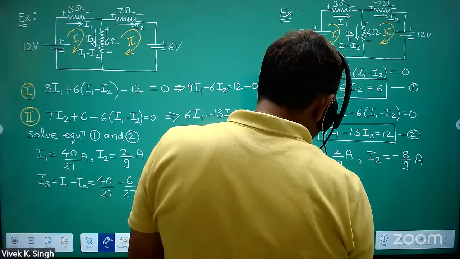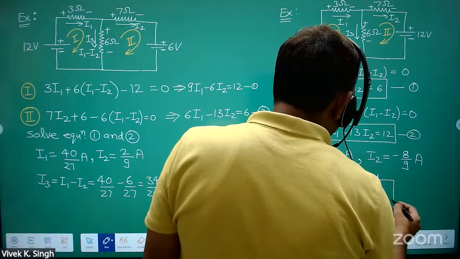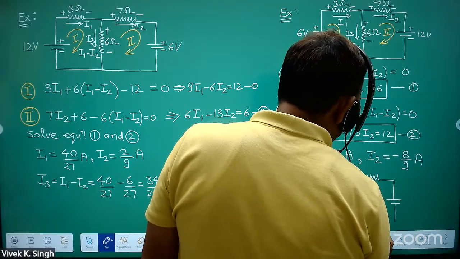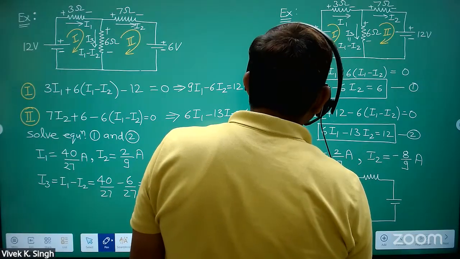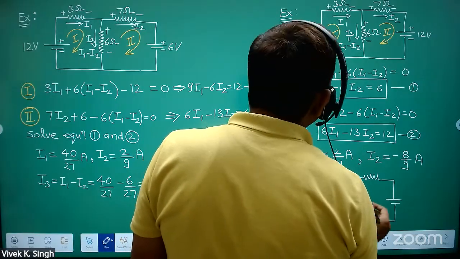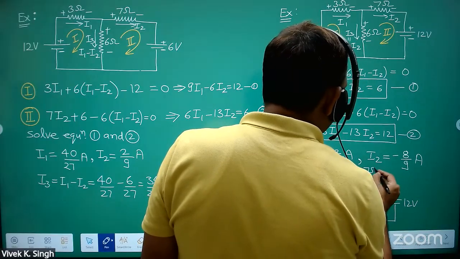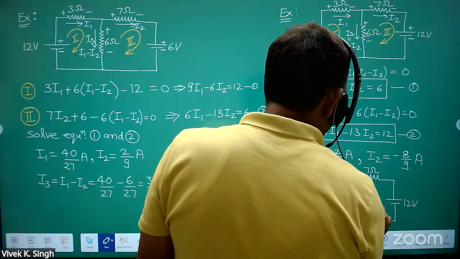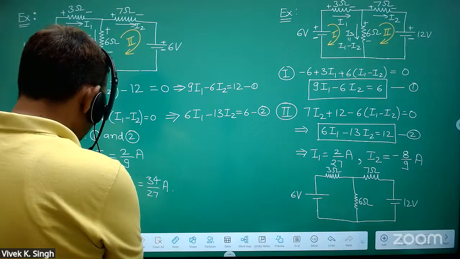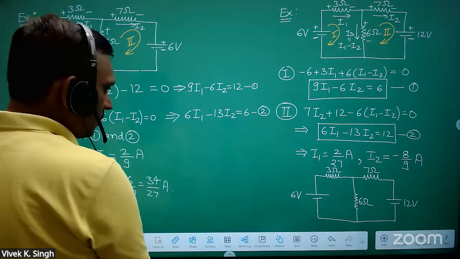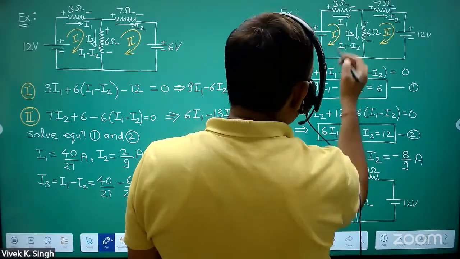So now see. So this is 3 ohm. This will be 6 volt. This will be 12 volt. So I1 is positive. So just see the assumed direction.